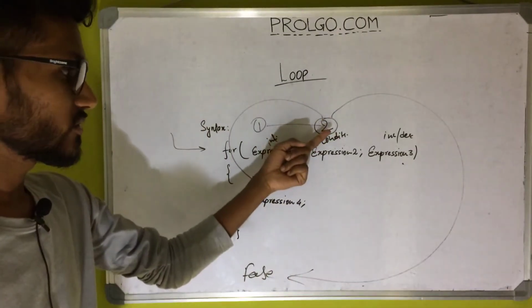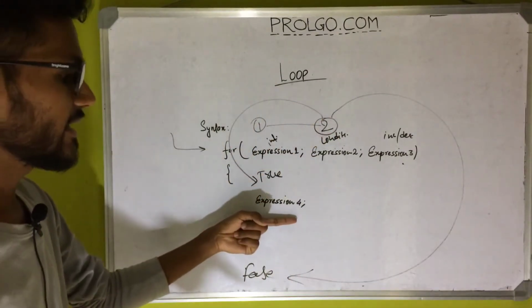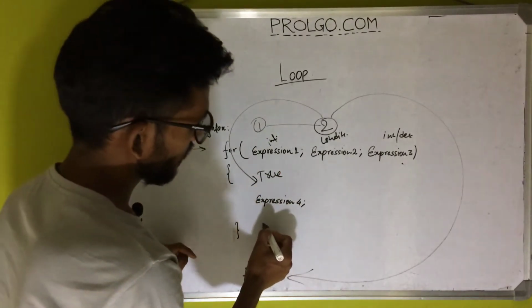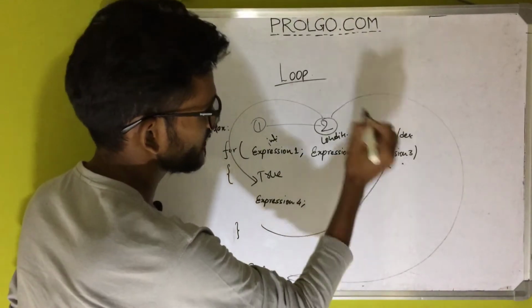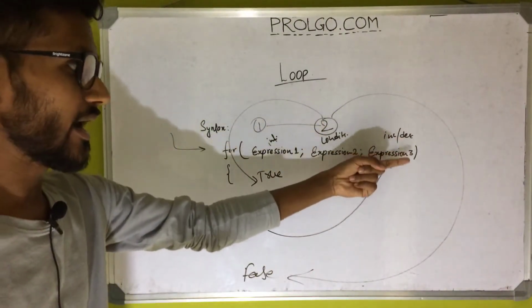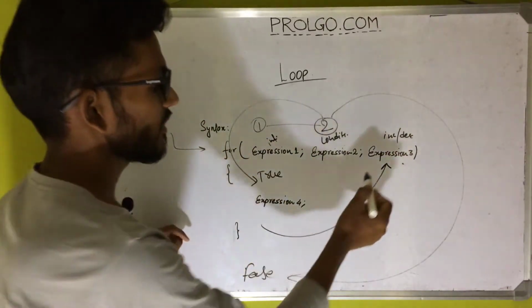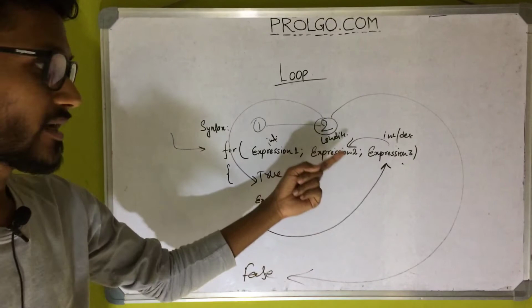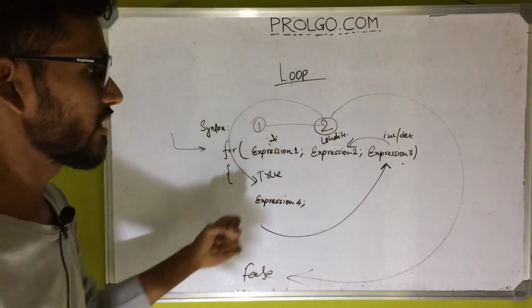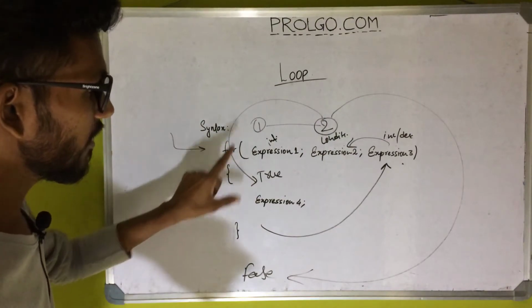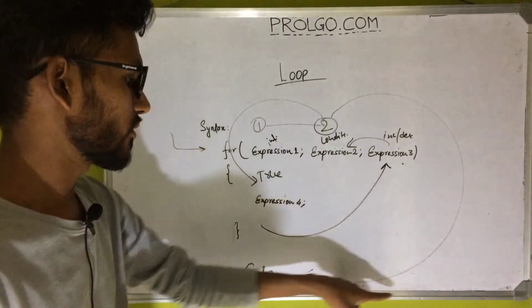If the condition was true, the control will come inside, and after the last line of the statements, the control will again go to expression 3. After doing this increment or decrement, the control will come here and again check whether the condition is true or false. If it is true, then again it will come inside this block, and if it is false, the control will come out this side.